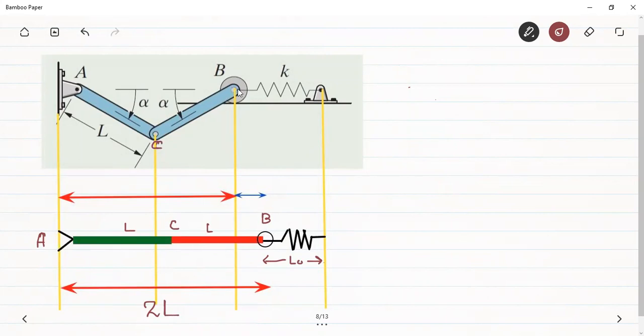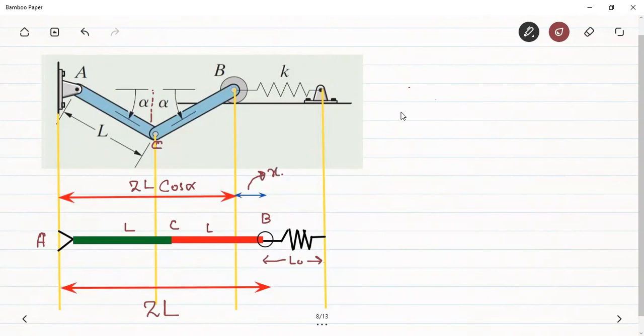And when alpha increases to the position shown in the figure, this length will be equal to 2L cos alpha, because if we draw a right angle triangle, this base will be L cos alpha, and this base will also be L cos alpha, and the net distance between A and B will be 2L cos alpha. So subtracting this 2L cos alpha from this 2L, we will get the extension in the spring, which has been shown by the blue color. So this is actually the extension in the spring.